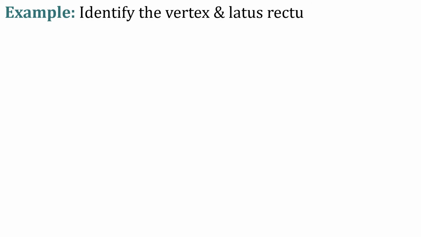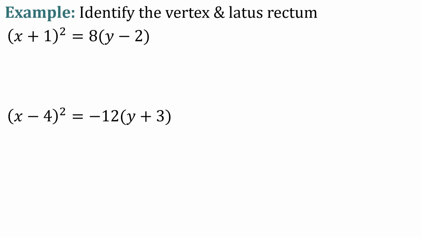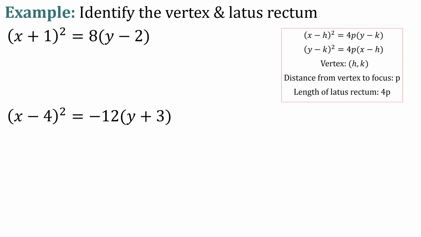Okay, in this example, we know that there are parabolas. We need to identify the vertex and the latus rectum. So our vertex comes from our H and from our K. Remember, if the number is positive in the problem, it's got to be negative in your vertex. If it's negative in the problem, it's got to be positive in your vertex. So since 1 is positive in the problem, it's going to be negative in my vertex. And since -2 is negative in the problem, it's going to be positive in my vertex.